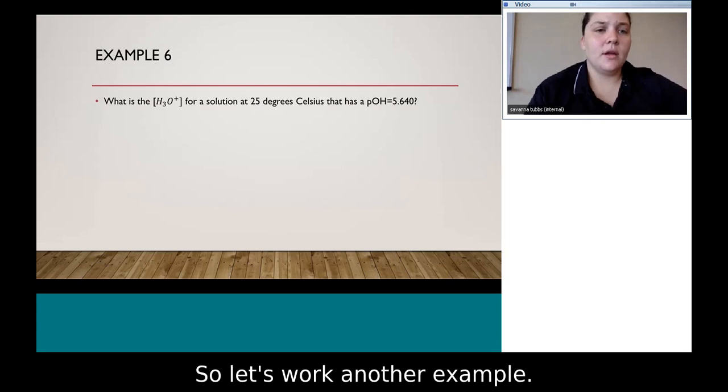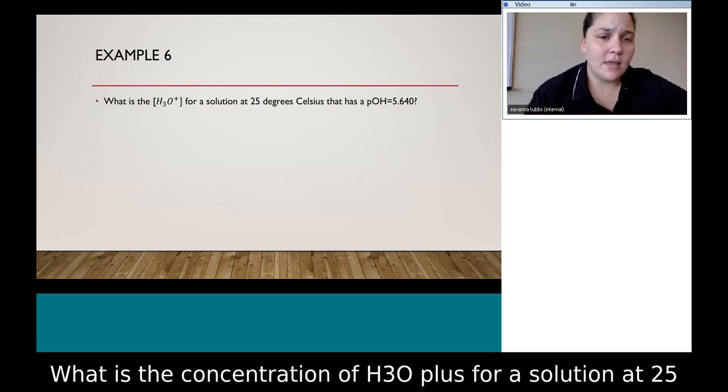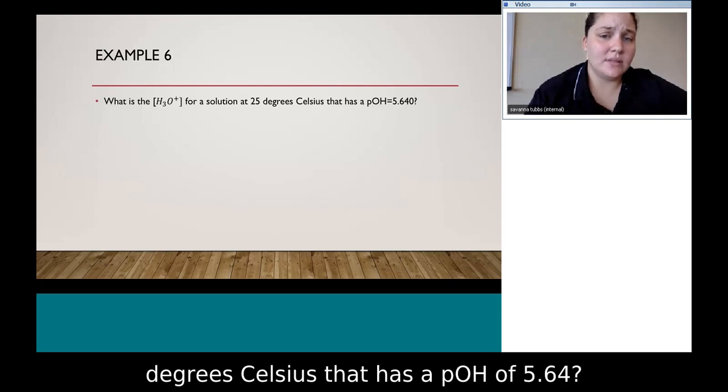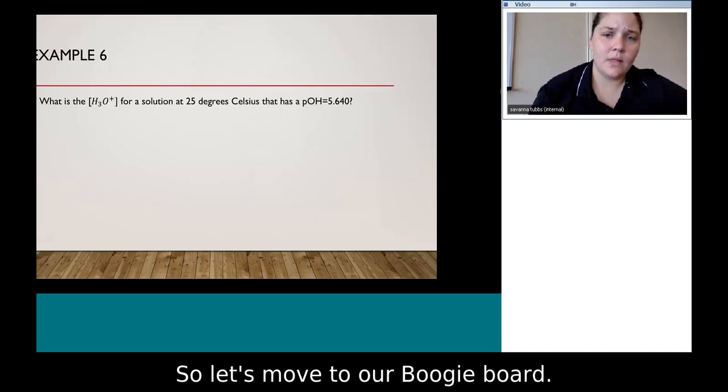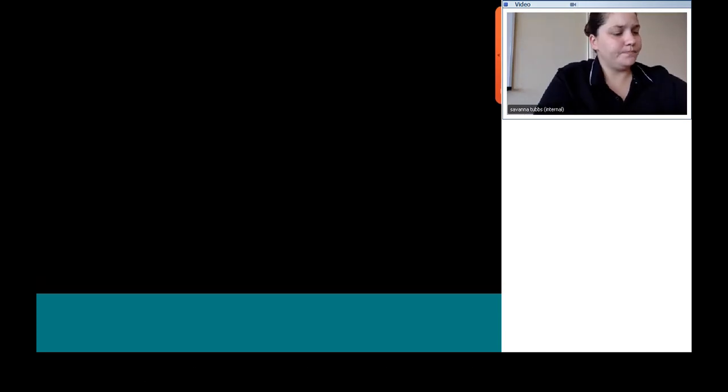So let's work another example. What is the concentration of H3O plus for a solution at 25 degrees Celsius that has a pOH of 5.64? So let's move to our boogie board.